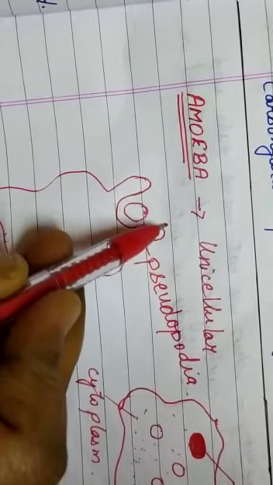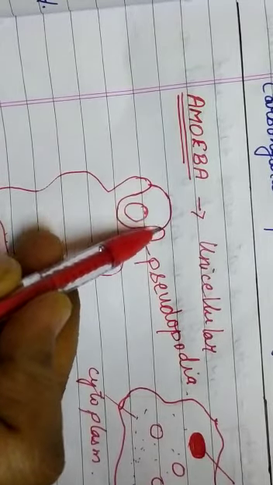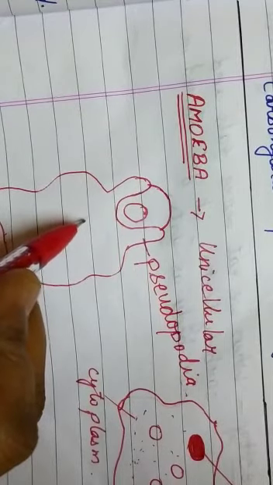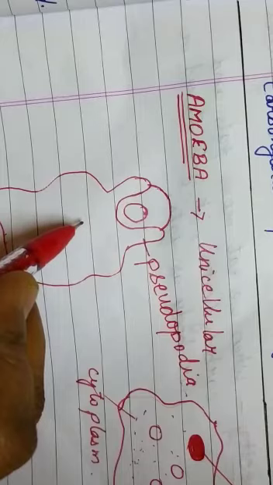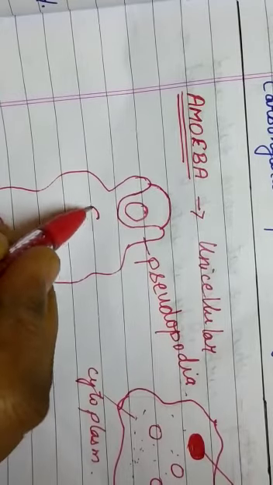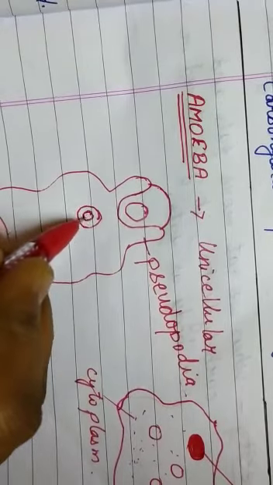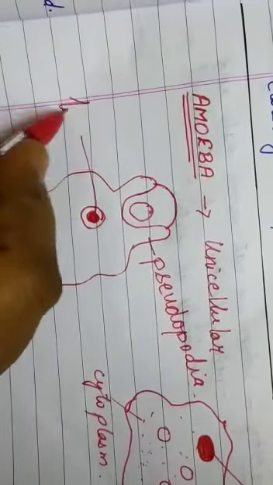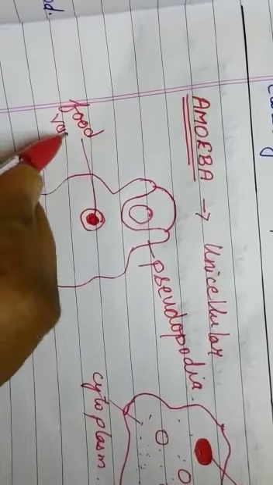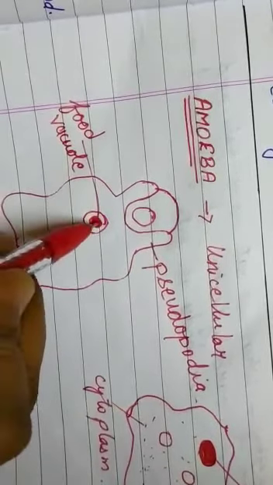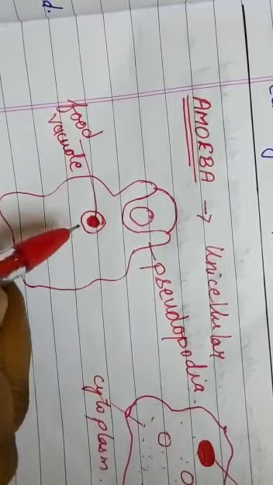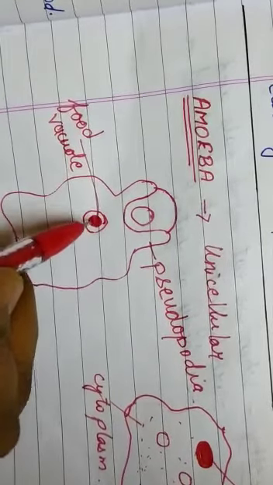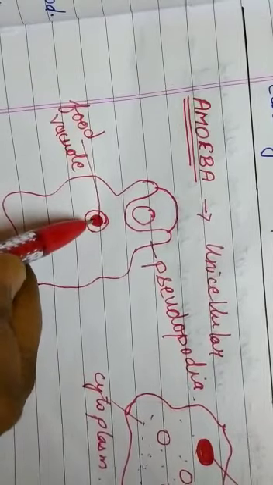Now, this pseudopodia, what does it do? It engulfs the food particle, and then it goes into the body of the amoeba. And then what happens? It becomes like a food vacuole. Like this. This is a food vacuole. So, the food gets stored here in the food vacuole, and then what happens? All the 5 steps of nutrition, the digestion, absorption, assimilation take place here.